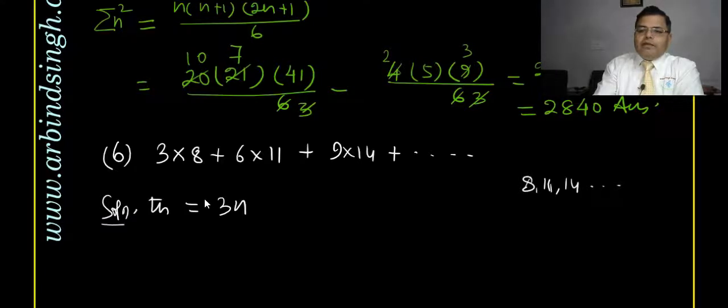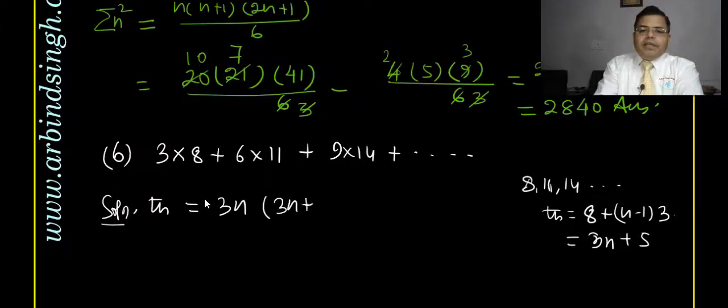So what will be the nth term of that? Because they are in AP, the nth term will be a plus n minus 1 into d, and that can be 3n plus 5. Right, 8 minus 3 is 5. So this one will be 3n plus 5. Obviously, by observation, you can see it.